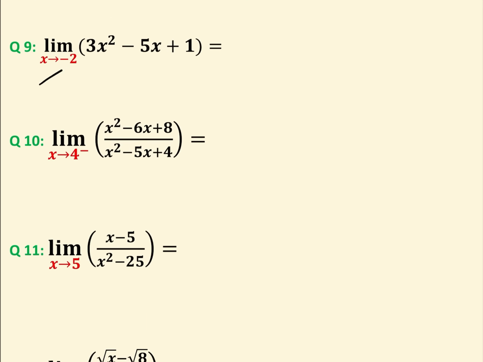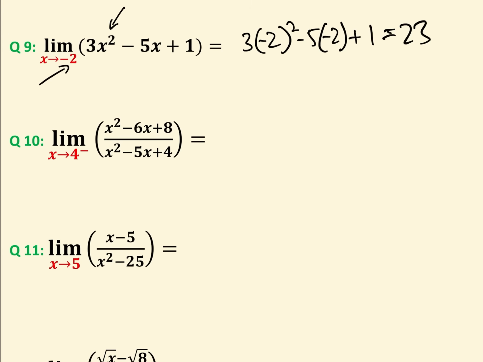Question number 9, we want the limit as x approaches minus 2. This one's relatively straightforward. We just plug in minus 2. So that will be 3 times minus 2 squared, minus 5 times minus 2, add 1, and that basically equals 23. So the limit as x approaches minus 2 of that is 23. So that's the answer to that one.